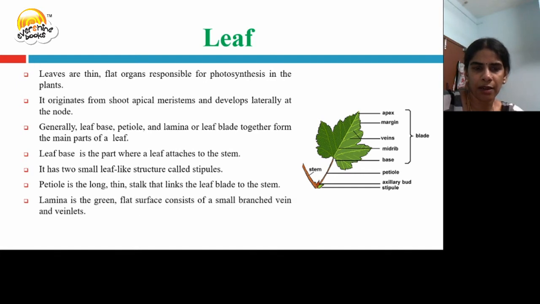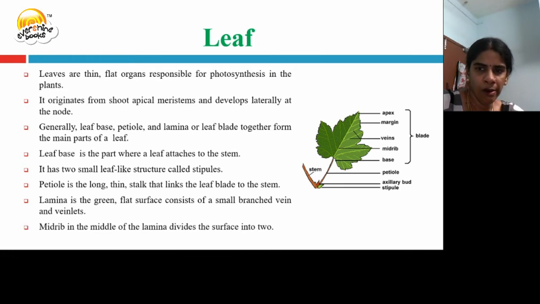Lamina is a green, flat surface consisting of small branched veins and veinlets. You can see it in the diagram. You can see small veins passing throughout the leaf. Midrib can be seen in the middle of the lamina, which divides the leaf surface into two.